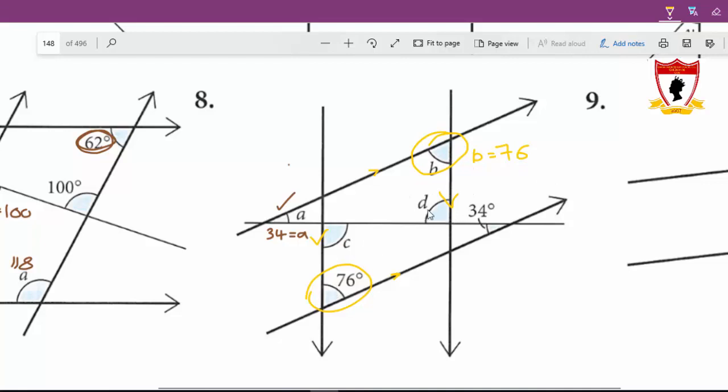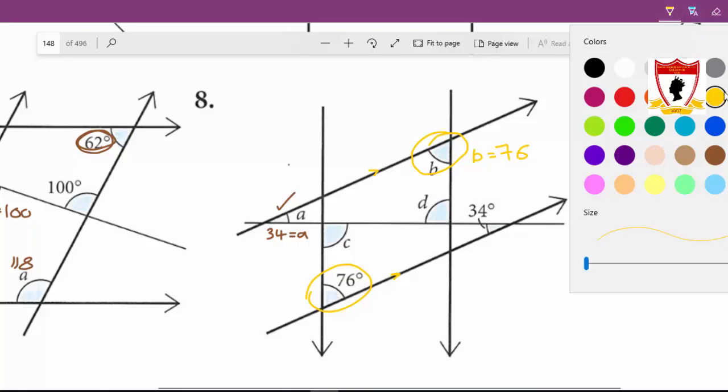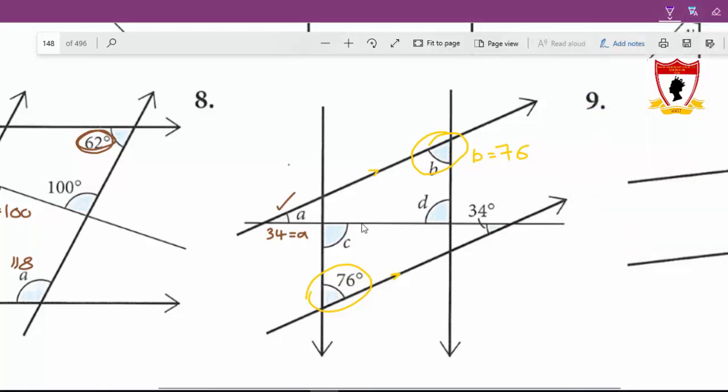Now it's time to find D or C. If we find any of them, it means we found the other one as well. To find D or C, we use properties of triangles. Now look at this triangle, triangle ABD. In this triangle, we know two angles. An angle is 34. Another angle in the same triangle is 76. If we add them, we get 110. Then 180 minus 110 is 70. So D is equal to 70 degrees. D and C are alternate, so C is also 70 degrees. So we got the value of A, B, C, and done.